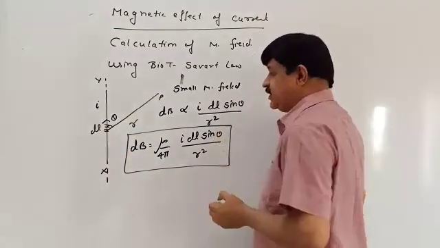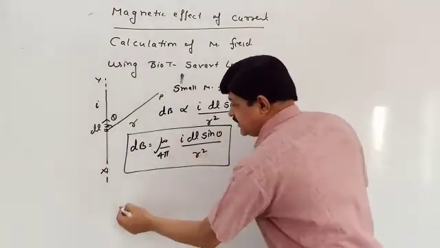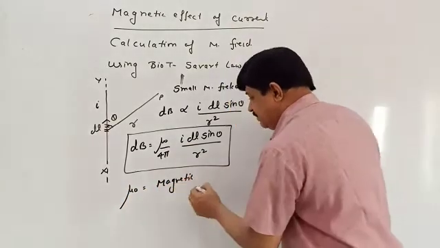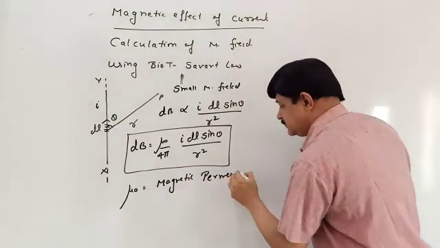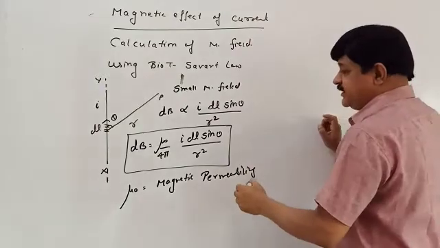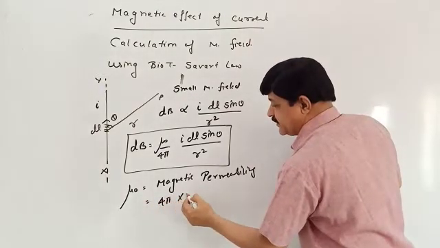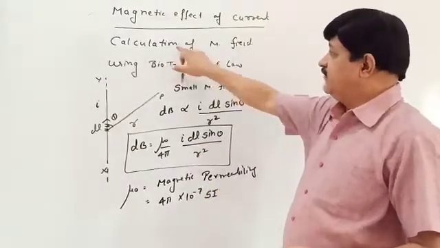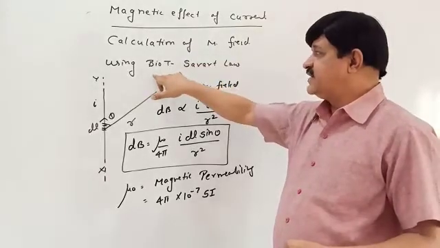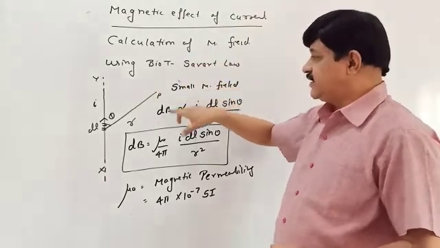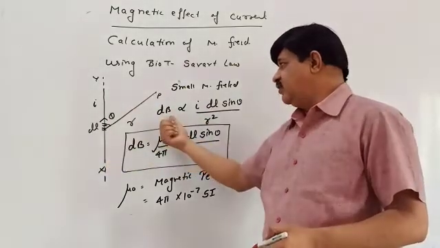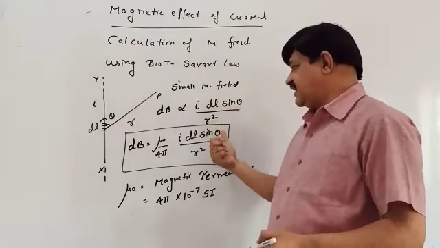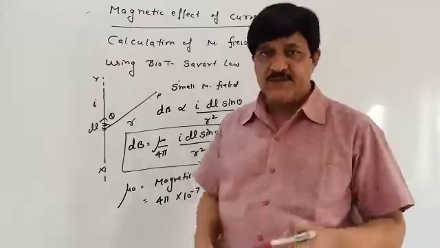This expression is called Biot-Savart law, where this constant of proportionality mu naught is called magnetic permeability. Its value is 4 pi into 10 raised to power minus 7 in SI system. This is the constant of proportionality. So whenever you want to calculate magnetic field, the first preference will be given to Biot-Savart law, and according to Biot-Savart law, for a current carrying conductor, small magnetic field is proportional to current, length, sine of theta and r square, with this constant of proportionality.